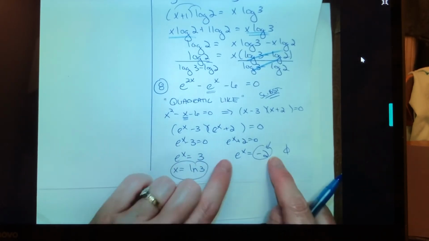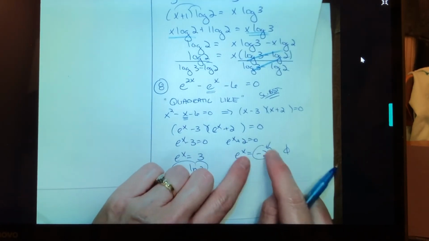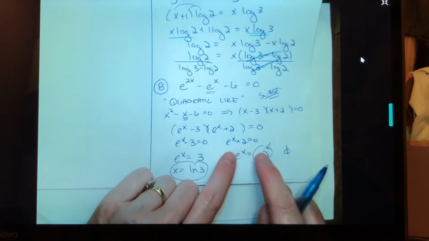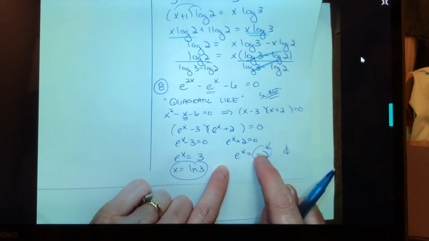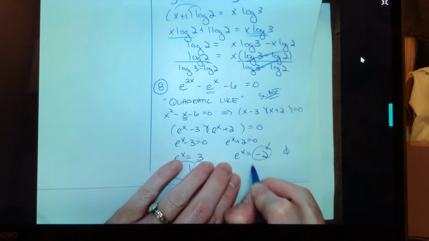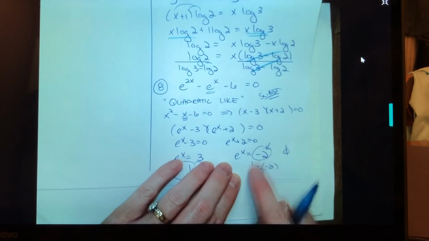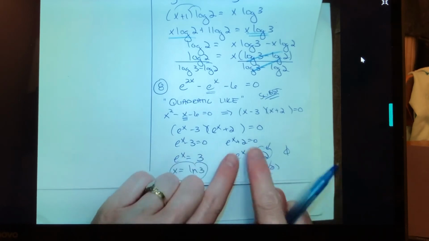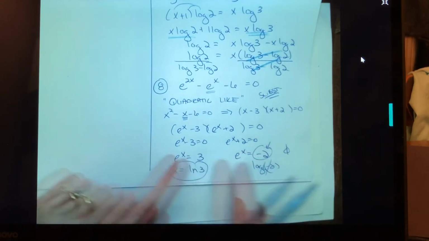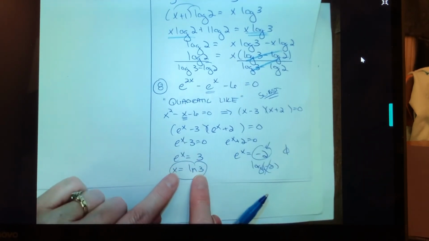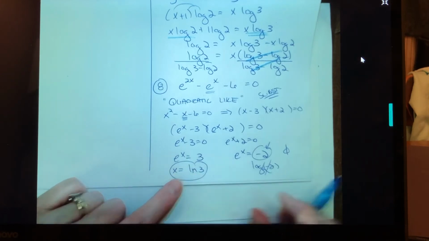If you're not sure about that, you could backwards map it or log both sides and drop that x down. Either way, you end up with an expression where you're trying to take the log of a negative number, which you are not allowed to do. And that's why for this piece there isn't an answer, only this piece. So we do have one answer, x equals the natural log of 3.